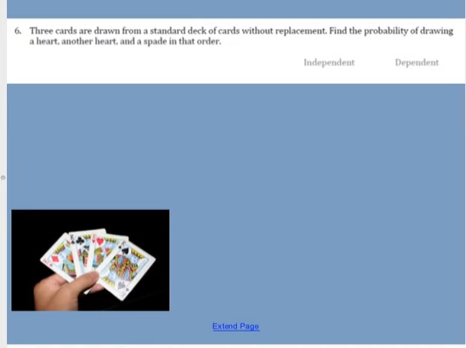3 cards are drawn from a standard deck without replacement. Find the probability of drawing a heart, another heart, and a spade in that order. So I would tell you right now you should come down here. Alright, you should come down here. And the first thing I would do is write multiplies in the middle. Right? And I would write there's 52 cards in the deck, and then you take one out, there's 51. Take another one out, there's 50.